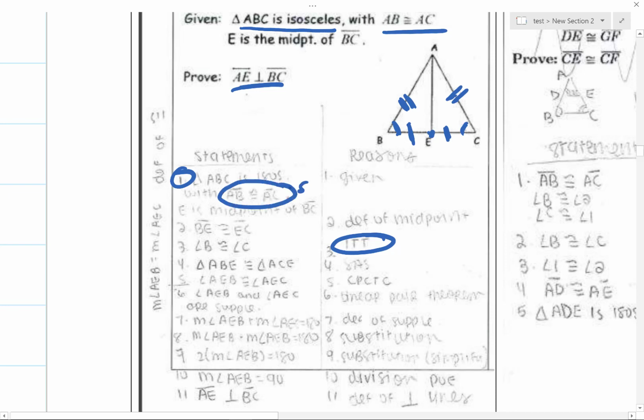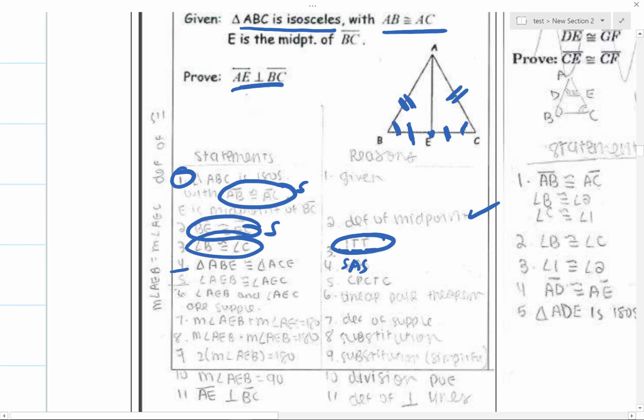So there's the side that they gave us in the given. Here's another side they gave us because that's the definition of midpoint. Here's the angle that we talked about because the isosceles triangle theorem, if these sides are congruent, then those angles are congruent. And so now the triangles are congruent by side, angle, side congruence.